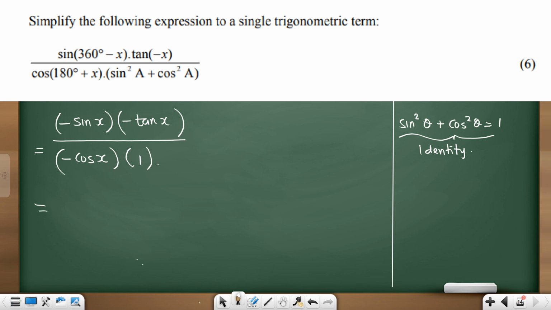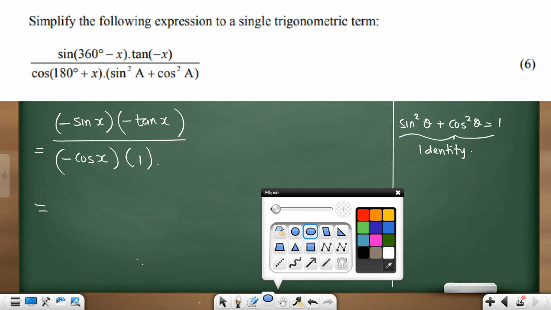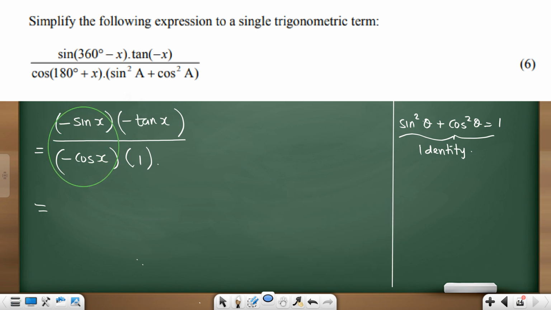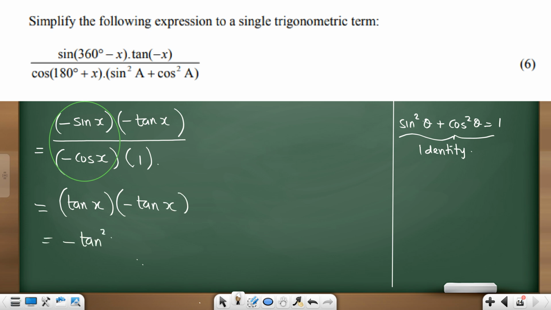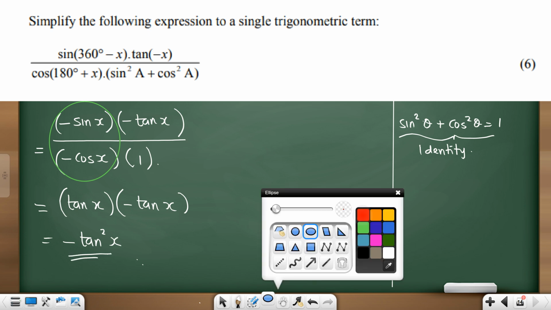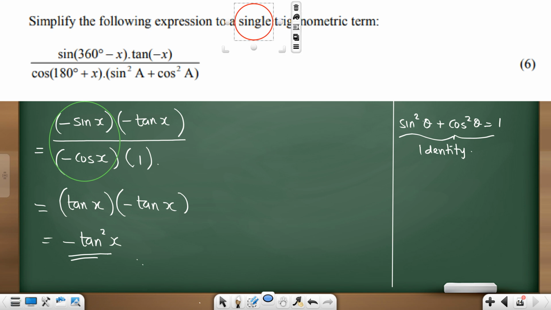All right. What is negative divided by negative? I want you to see this. Be smart about it. What is this? Do you notice that's tan? Tan x multiplied by negative tan x. What's your answer? Negative tan squared. The examiner says a single trig ratio, which means I only want to see one type of trig ratio.